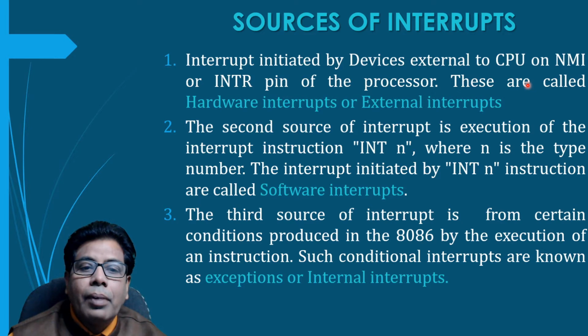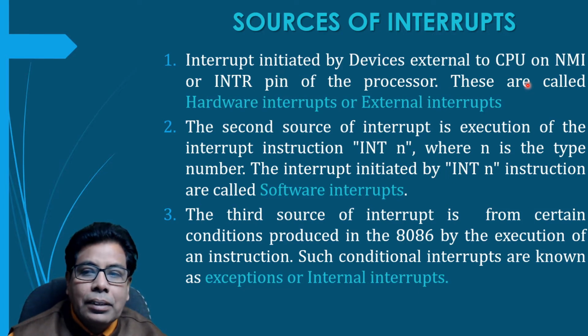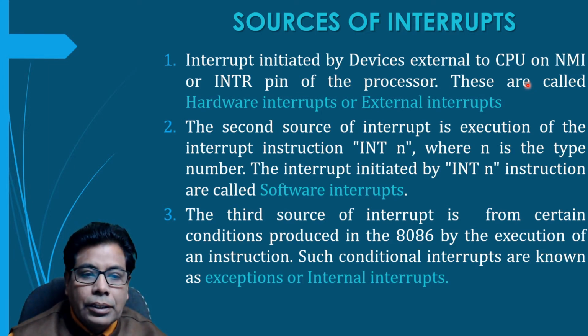initiated by instruction. Then the third source of interrupt is from certain conditions produced in the processor by execution of an instruction. For example, division by 0 becomes an exception. Such interrupts are known as exceptions or internal interrupts. We'll see the details of these internal interrupts when we go further.